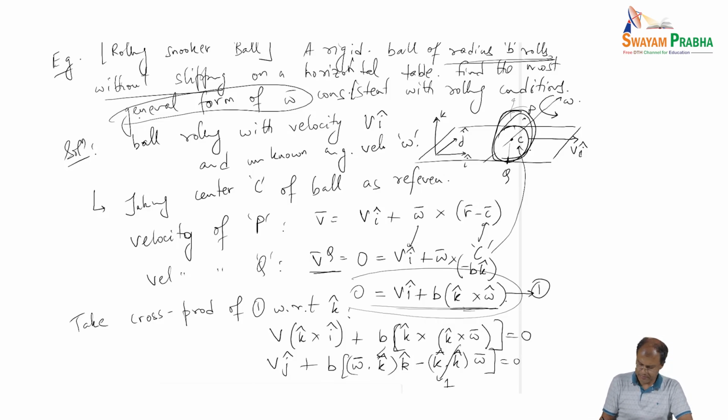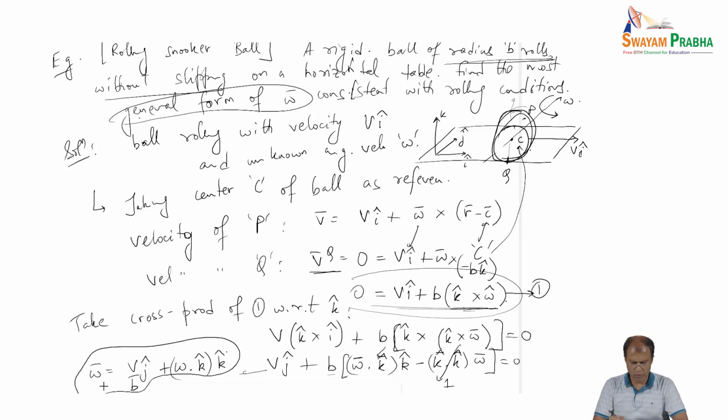So from here we can find that omega is V of J plus this quantity, which is given by omega dot with K of K, divided by B. Okay. So here we are. This is what the problem was asking. We wanted to find the most general form of the angular velocity from the rolling condition.